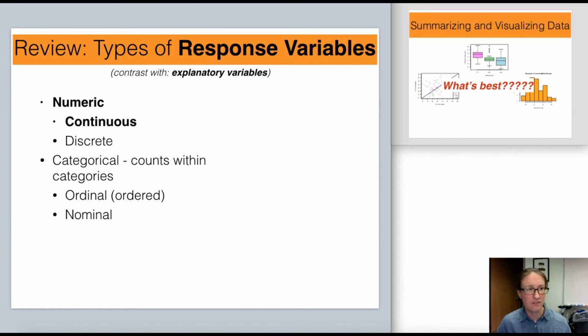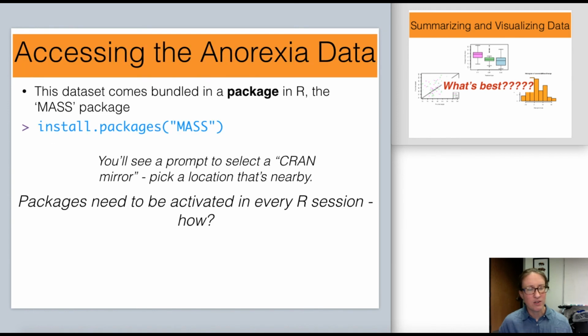And for the first part of this series, we're primarily going to be focusing on numeric continuous variables. And some of these other categories of variables are going to come back into play later on in this lecture series. Okay, so to start out with, we're going to work again with the anorexia data that Dr. Burke showed you previously, and I'm going to show you how to access those data in R.